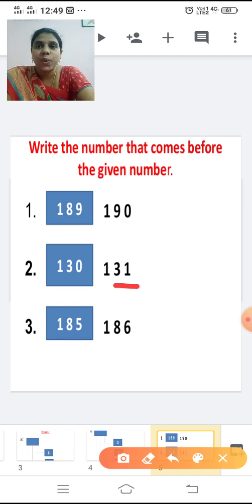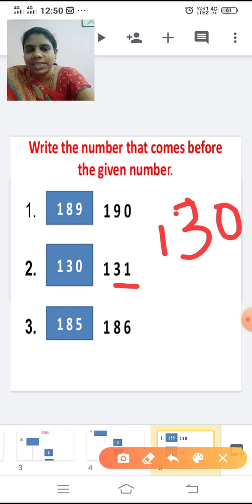Second one. What comes before 131? What number comes before 131? Think and tell me the answer now. You can subtract 1 from the number. Yes, before 131, 130. So write 130 inside the box. So 130 comes before 131. Before 131, 130.